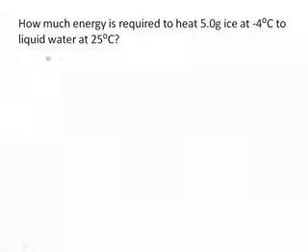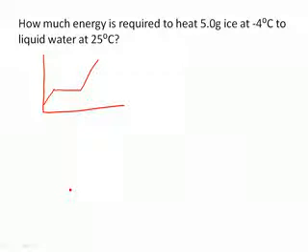The first thing to do is let's just draw this heating curve, okay? We only need this piece of it because we're only going to liquid water. So we know we're going to start right here at -4 degrees. We know this is water, so that's 0 degrees at the melting point. And then we're going to stop in here at about 25 degrees Celsius.